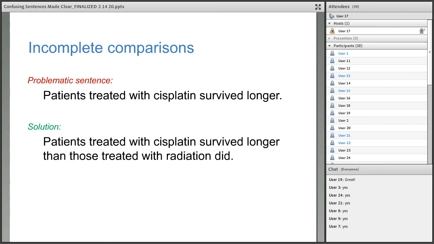The problem can be fixed by stating that patients treated with cisplatin survive longer than those treated with radiation did. The takeaway message here is that if you're using a comparative adjective or adverb such as better, faster, more elegant, or more enthusiastic, you need to clarify which things or people in the sentence are being compared.